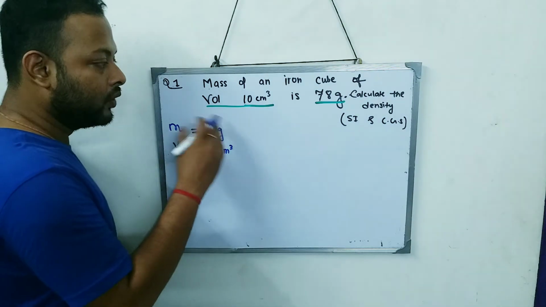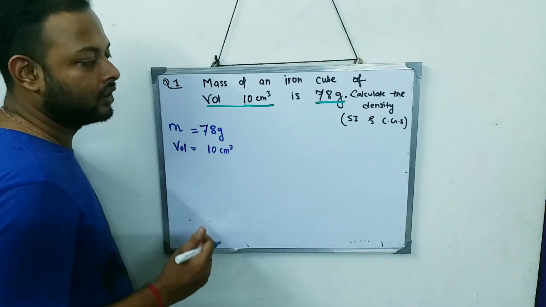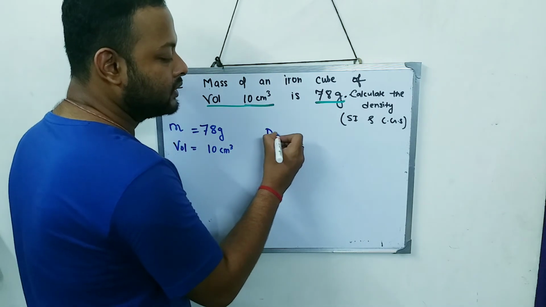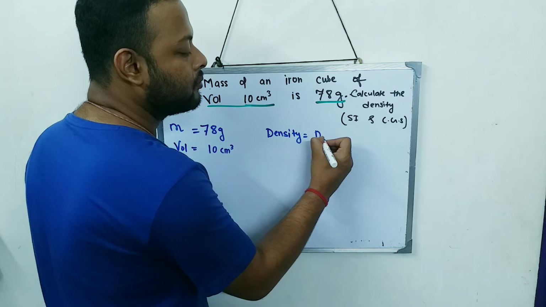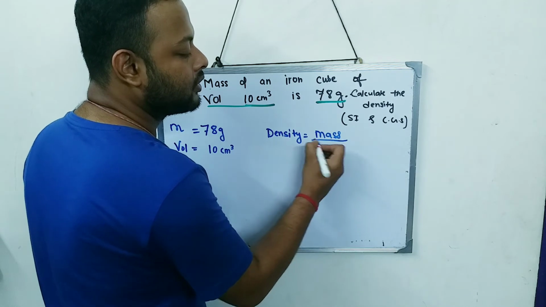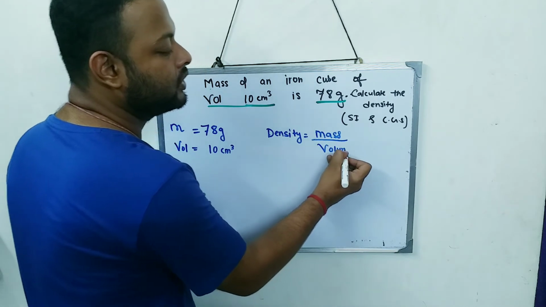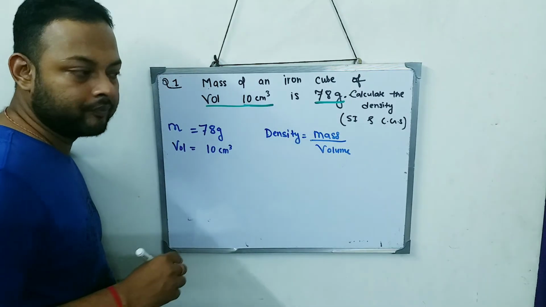Now you apply these two in the formula. So density is equal to mass by volume. We know this formula. Density is mass by volume.